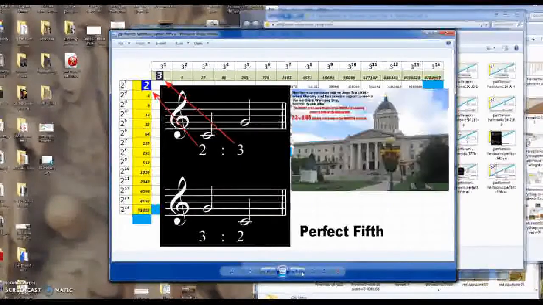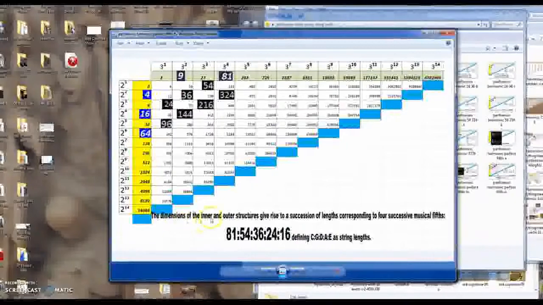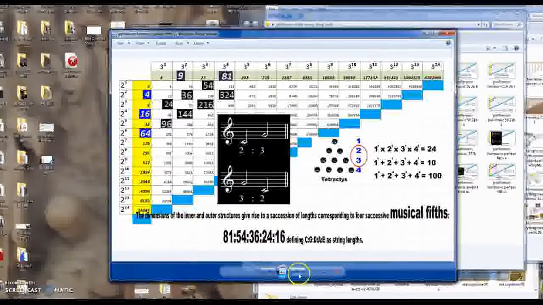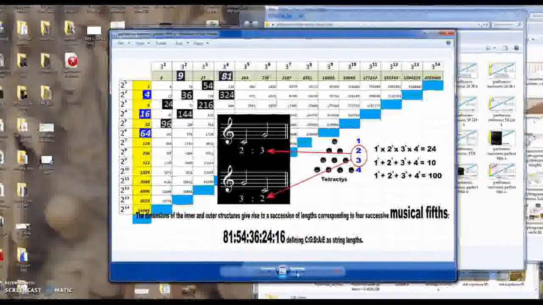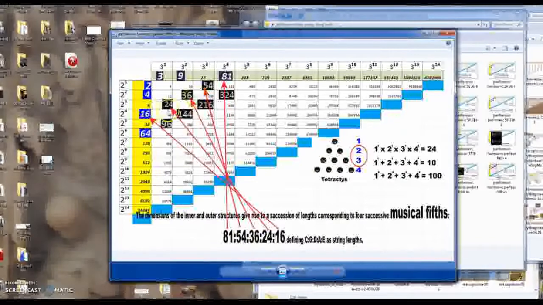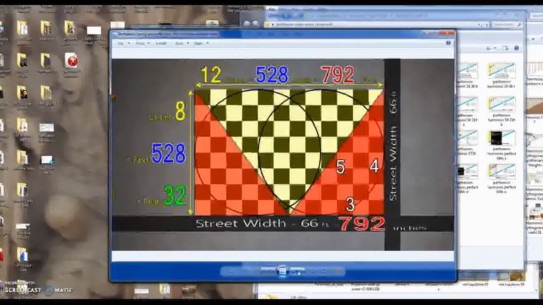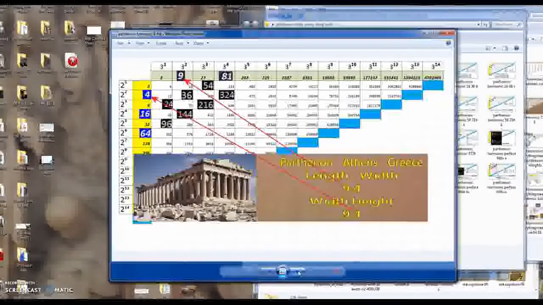The perfect fifth, 2 to 3. Now, the dimensions of the inner and outer structure give rise to a succession of lengths corresponding to 4 successive musical fifths: 81, 54, 36, 24, 16. Again, the musical fifth, 2 to 3, as an example from the tetractys. 3 to 4 is the perfect fourth, and this is all built in. Again, the same sets of numbers. They reinforce one another. They don't just appear twice, they appear many times. Even the ratio of 9 to 4 for length to width and width to height, it's in there.